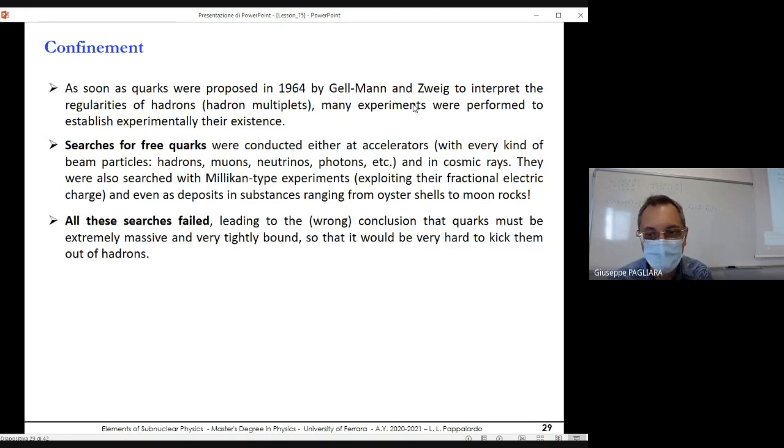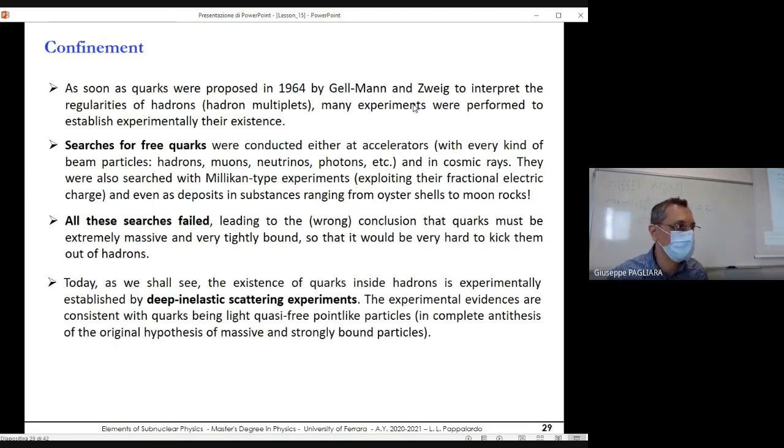leading to the wrong conclusion that quarks must be extremely massive and very tightly bound into hadrons, so that it would be very hard to pick them out of hadrons. Now, today we know the answer, and we will study this next week. The experimental evidence of quarks is now well established through deep inelastic scattering experiments. The experimental evidence is consistent with quarks being light quarks, up, down, strange, and quasi-free inside the hadron, in complete antithesis with the original hypothesis of a massive and strongly interacting object. This will be clear next week.